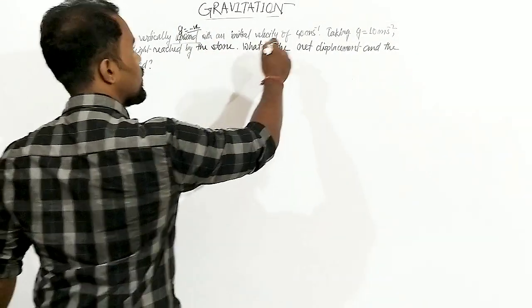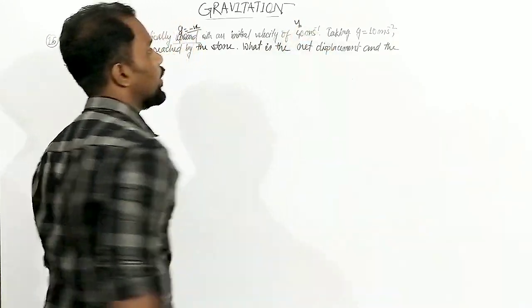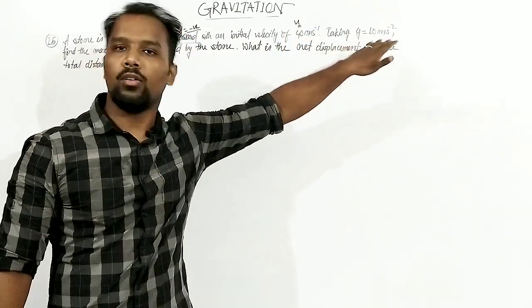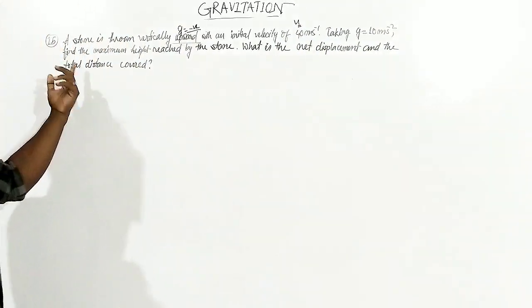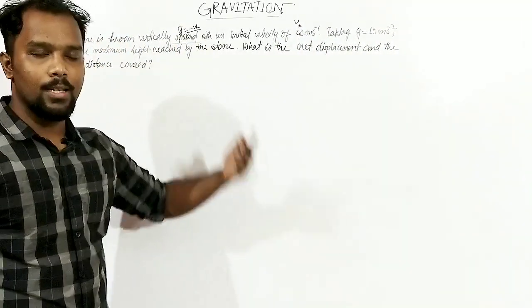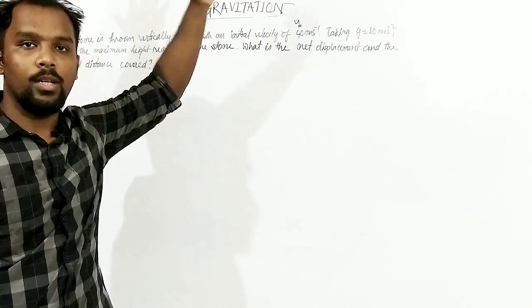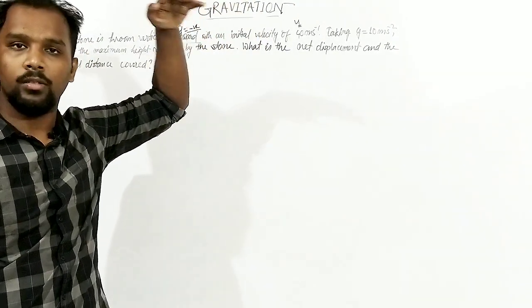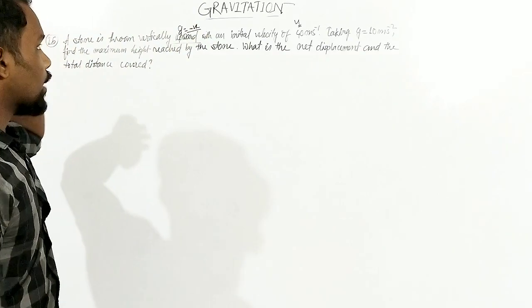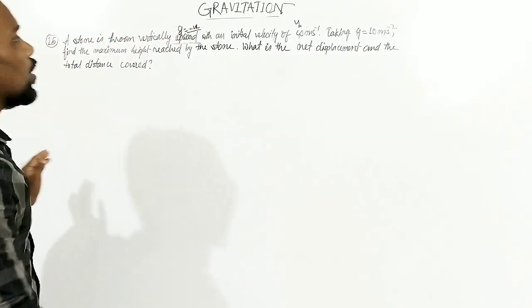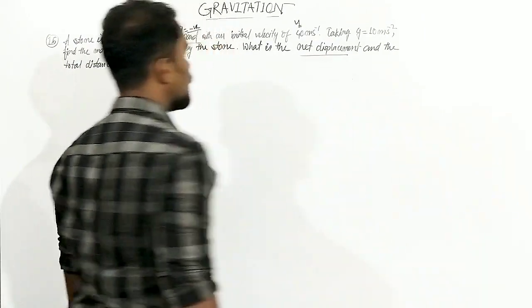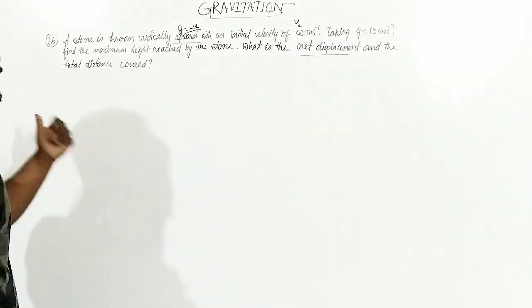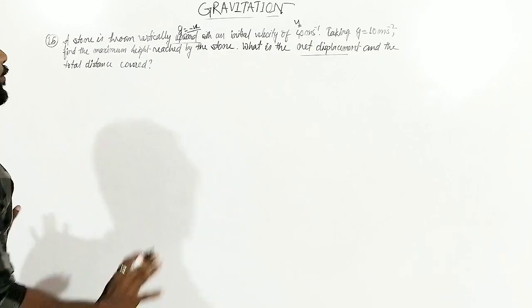Now the initial velocity u is given, and here the g is already given, that is 10 meter per second square. And we have to find the maximum height reached by the stone, that is the maximum height it is going to attain with the velocity u. Okay, now we have to again calculate the net displacement. Here one more new thing we have to calculate is the net displacement and the total distance.